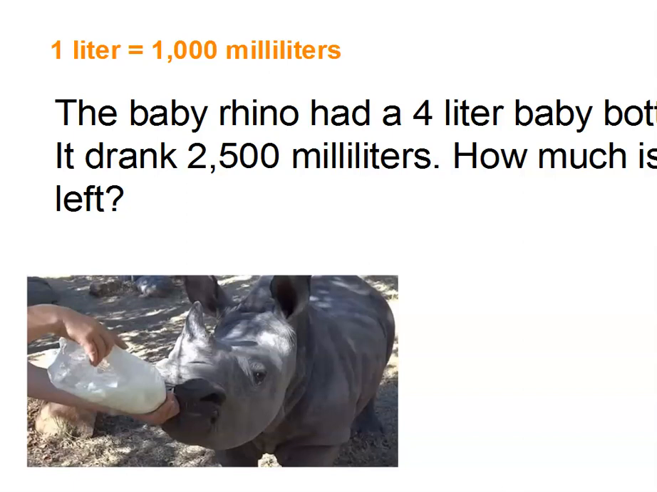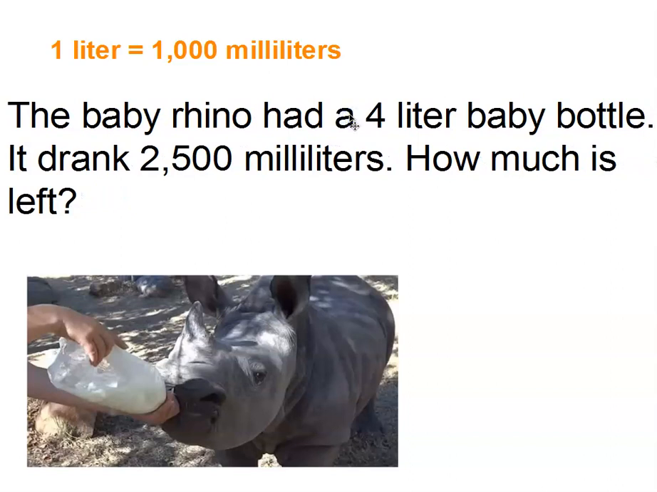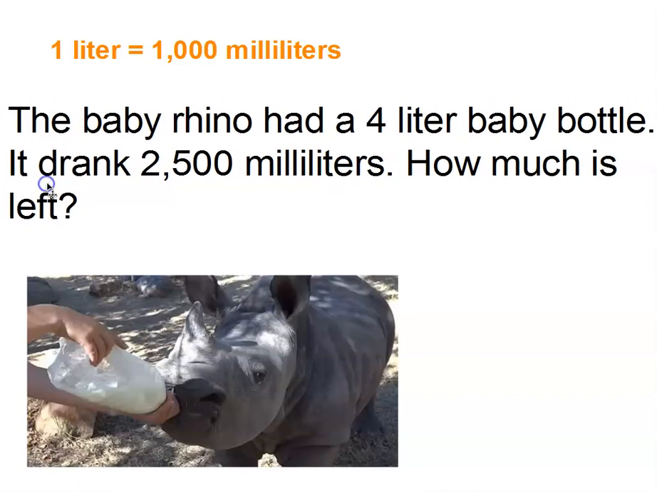The baby rhino had a 4-liter baby bottle. I can see part of our words got cut off. See if I can just bring it over here a little bit. It drank 2,500 milliliters. How much is left? Left tells me I'm going to be subtracting. But I've got milliliters and liters, so I need to change the 4 liters. If there's 1,000 in one, 4 would be 4,000. So I got 4,000 milliliters in the bottle.